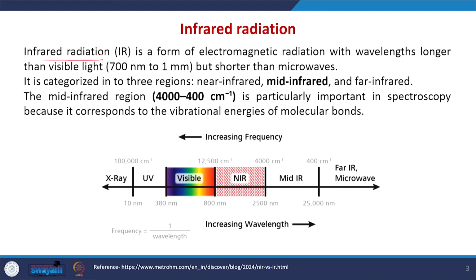Let us see what is infrared radiation. Infrared radiation is a form of electromagnetic radiation with wavelength longer than visible light but shorter than microwave. And this IR is categorized into three regions: near infrared, mid infrared and far infrared. And this mid infrared region is very important in spectroscopy because it corresponds to vibrational energies of molecular bonds, and the mid infrared region is ranging between 400 to 4000.